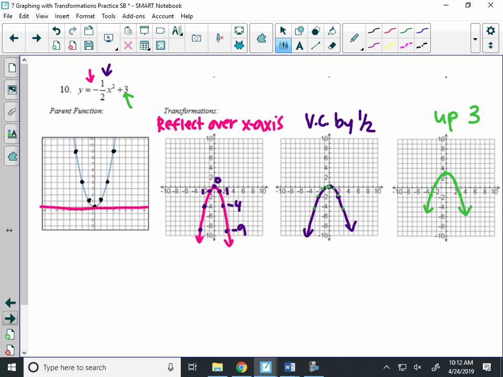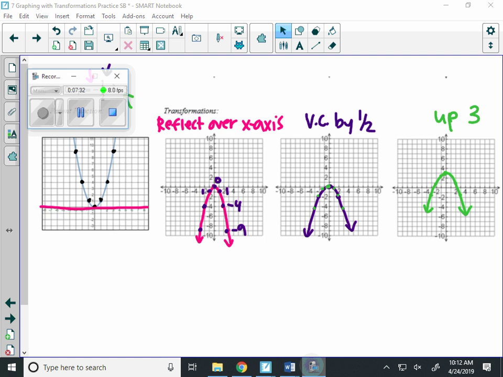If you're having trouble with this one, either check the key on Canvas or ask your teacher for some help. But after this lesson, you are all set for the test review.